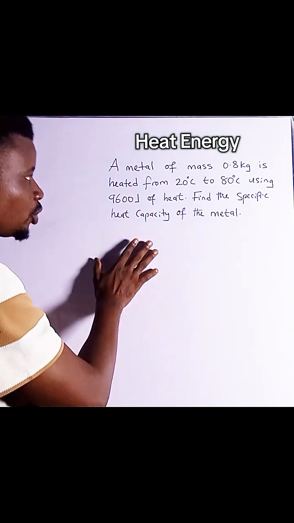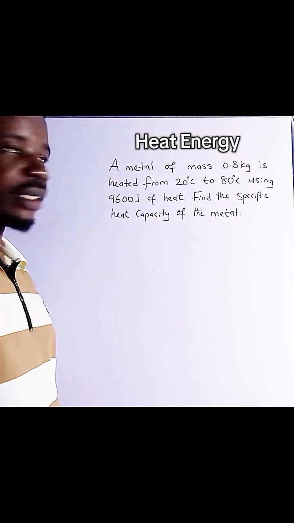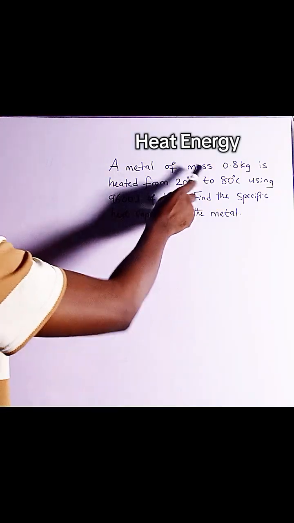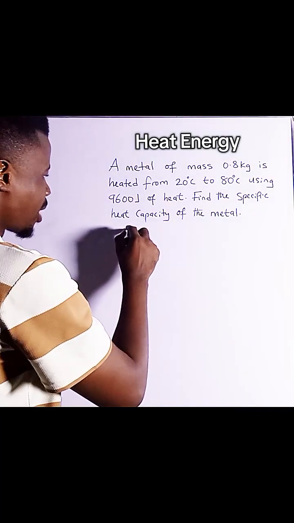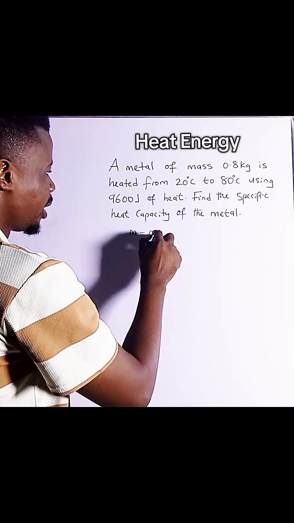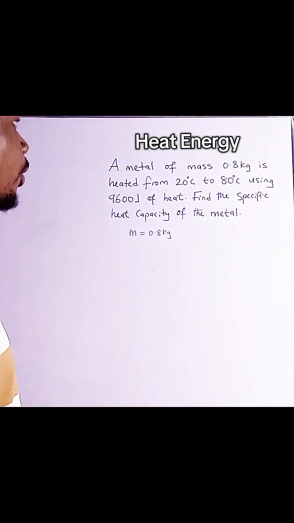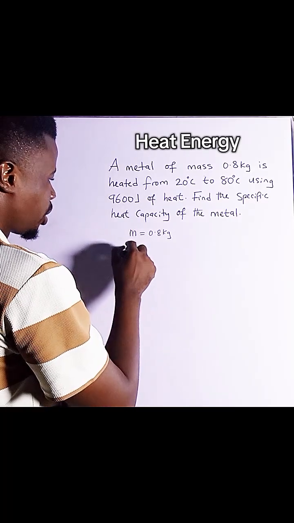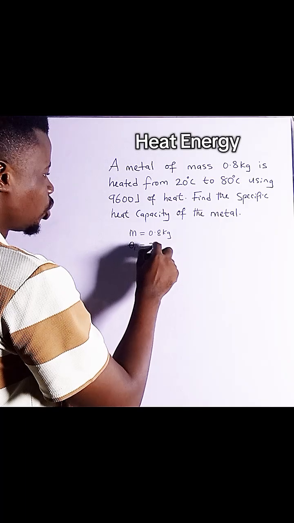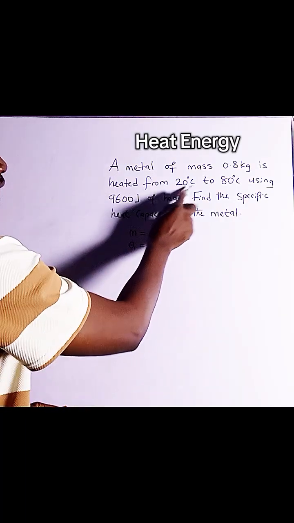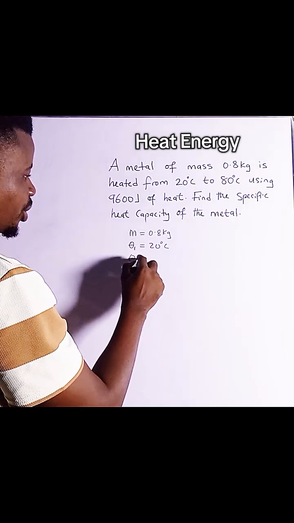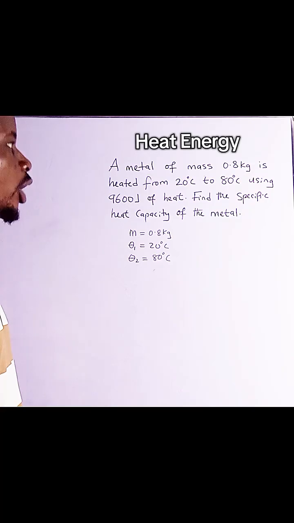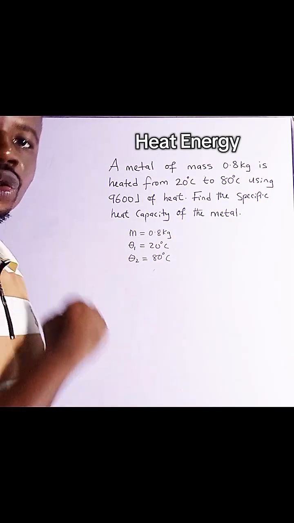So the first thing you're supposed to do is to write out your data from the question, your parameters. Now let's go through the question again. A metal of mass 0.8 kilograms. So your mass, which is M, is 0.8 kilograms. Is heated from 20 degrees Celsius. Now, initially it was at 20. So your initial temperature, theta 1, is what? 20 degrees Celsius. From 20 to 80 degrees. Now your theta 2, which is your final temperature, is what? 80 degrees Celsius. Using 9,600 joules of heat.